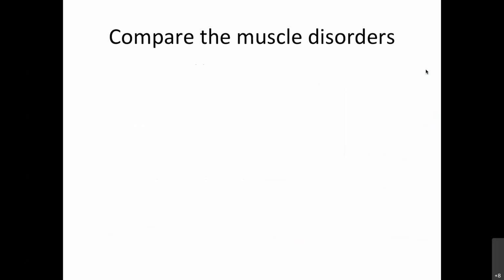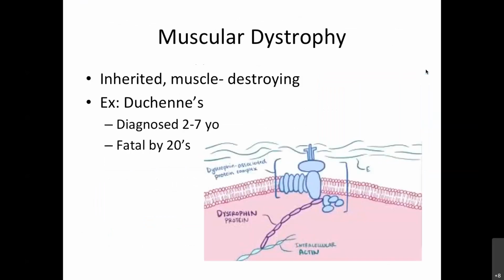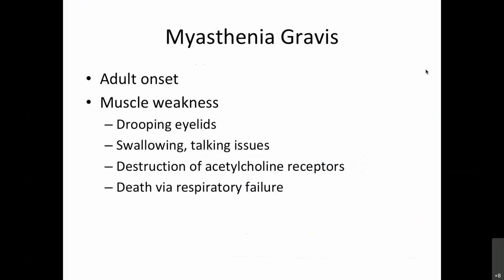Okay. One more person wants to know about muscle disorders. Muscular dystrophy, again, that's the inherited muscle destroying disease, usually diagnosed in childhood and fatal in their 20s and 30s, and it's caused by a breakdown in the sarcomere. So the sarcomere starts to fall apart. Whereas myasthenia gravis is adult onset, starts with muscle weakness, also fatal. The difference here is that it's not the sarcomere itself that's breaking down, it's the acetylcholine receptors. So the muscle is fine, it's just not getting the signal from the motor neuron, and that will eventually lead to death.